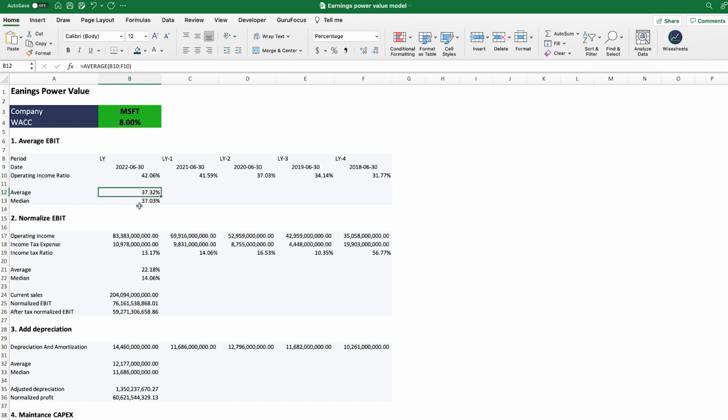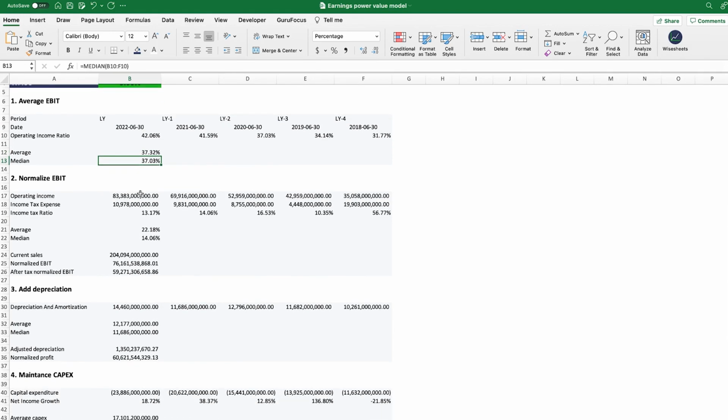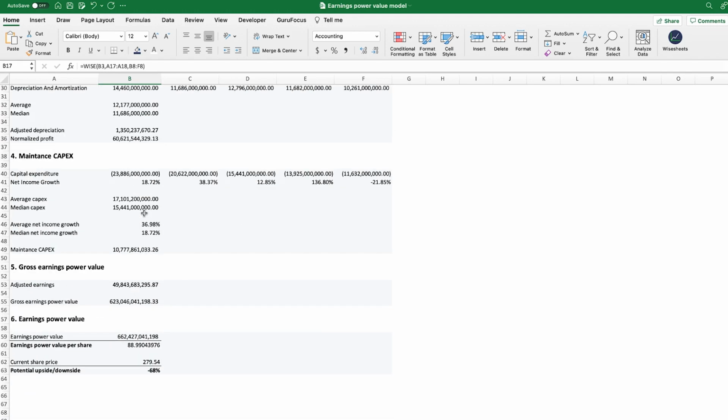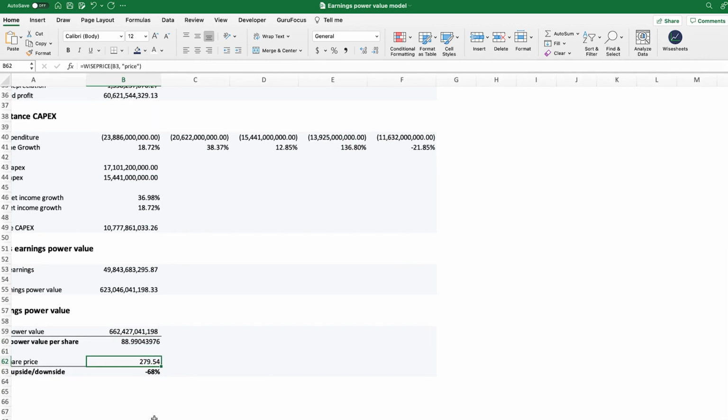So in this case, it's calculating the average, the median of these numbers, and it does a whole bunch of different calculations with the data to be able to determine the actual value of a company. So in this case, we're looking here, this is the earnings power value. This is the earnings power value per share. So this is what, according to this assumption, Microsoft would be worth. And if you look, this is the current share price or the market price of the stock. So in this case, there's a potential downside of 68%. This represents the difference in terms of percentage between the earnings power value per share, intrinsic value, and the current share price that you can see right here.